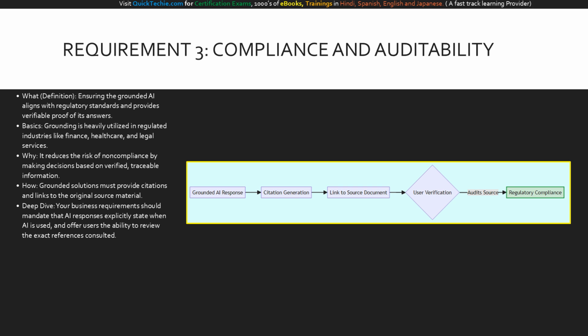To meet this requirement, your grounded AI solutions must generate citations and links pointing directly back to the original source material. Furthermore, a deep dive into compliance requires transparency. The system must inform users that the response was generated by AI and provide a clear audit trail of the references consulted. Trust is earned through transparency.